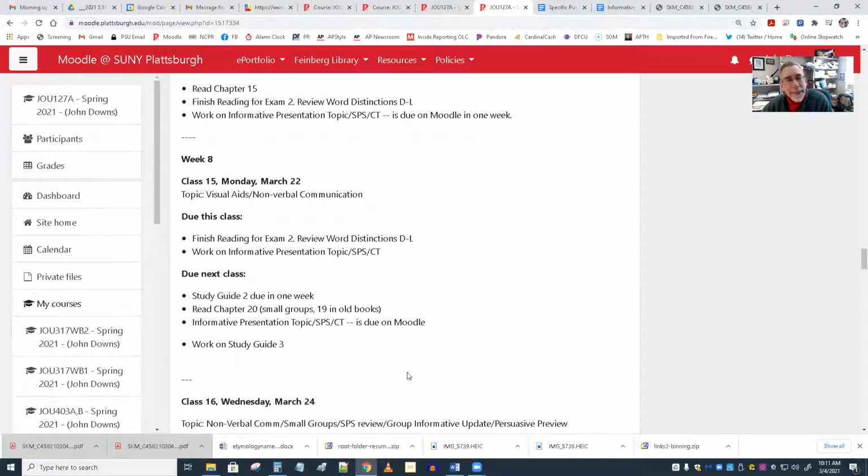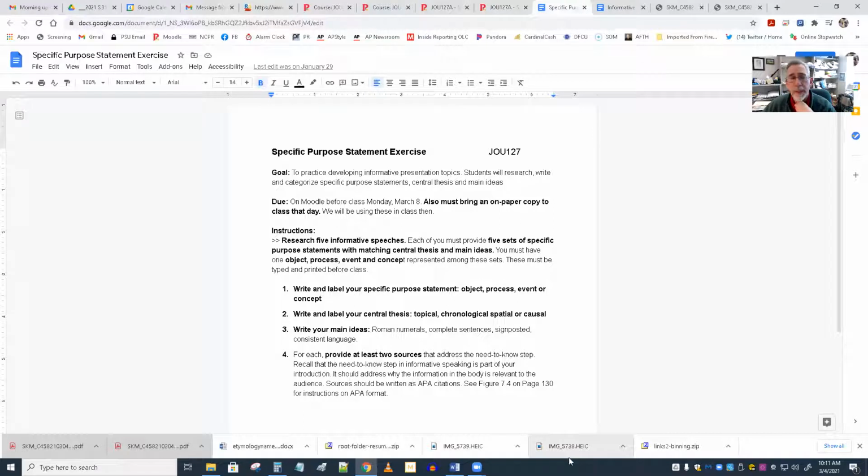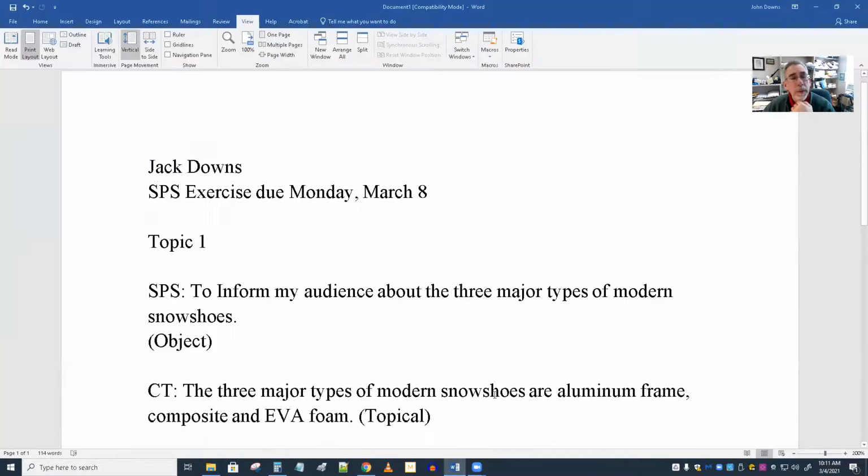Okay, so if that's the schedule, then let's take a look at the SPS exercise. Remember, for the SPS exercise, you're going to create 5 developed topic ideas. You're actually going to type out all the stuff, print it out, and bring it into class. Well, what is all the stuff you type out? I've created an example for you, and here it is. This is how you will create your SPS exercise. This is one. I've only made 1 of them. You're going to make 5.